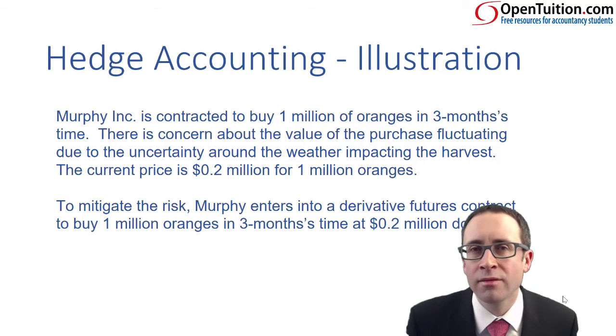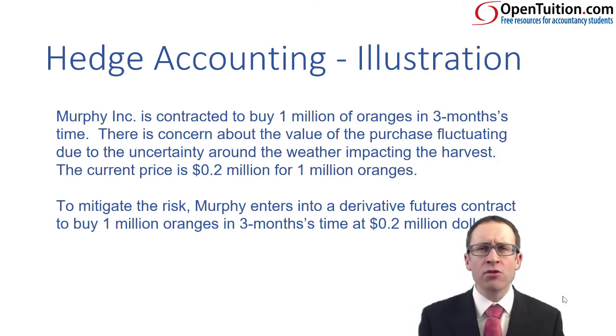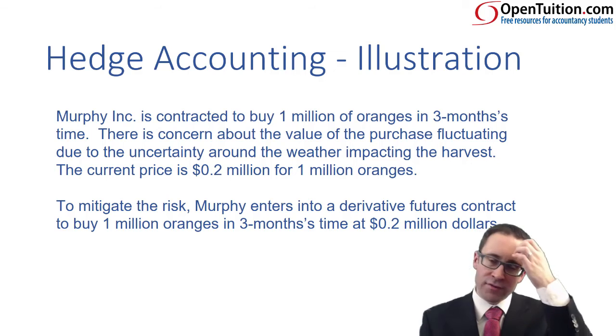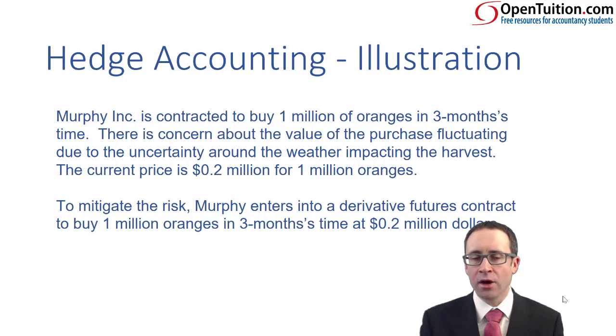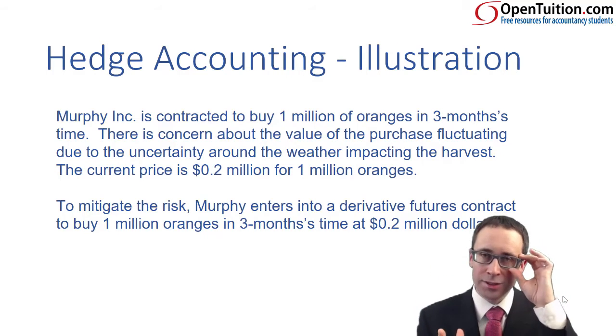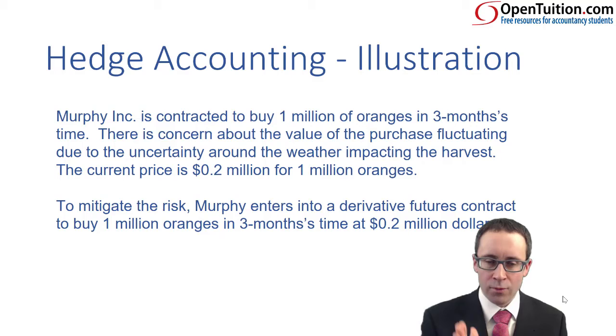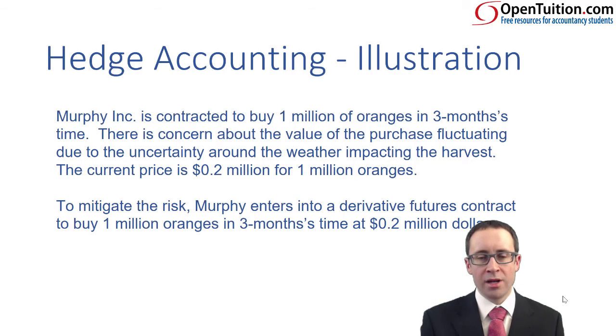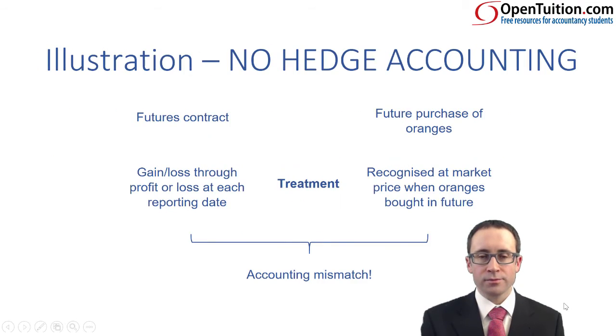Okay, can you predict the weather? No, not even a meteorologist can predict the weather. So it says then, to mitigate the risk, Murphy enters into a derivative futures contract to buy 1 million oranges in 3 months' time at $0.2 million. So fixing it at the current price. Currently we pay 0.2 million for 1 million oranges, and we fix it to pay 0.2 million in 3 months. So what can happen?